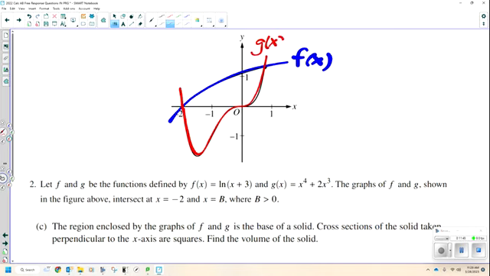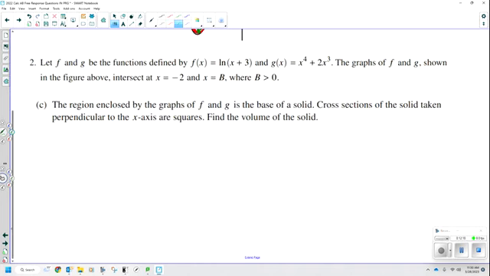G of x. Okay, and they intersect at negative 2 and 0.782. So they're saying the cross sections are squares. So if I go from here to here, it's a square. Okay, that's a square, and I have all these squares. How do I find volume? A rule of thumb is volume is what I get when I integrate area.